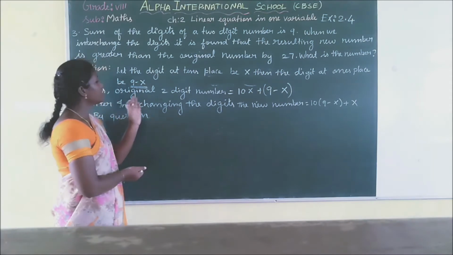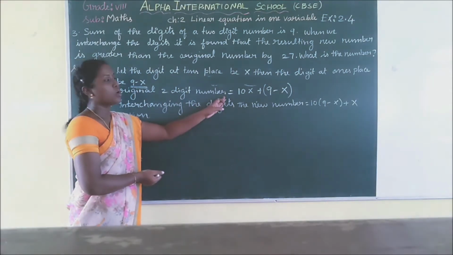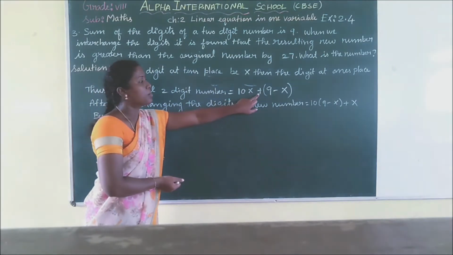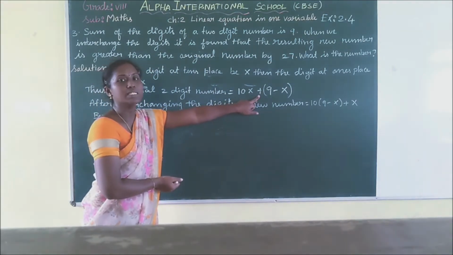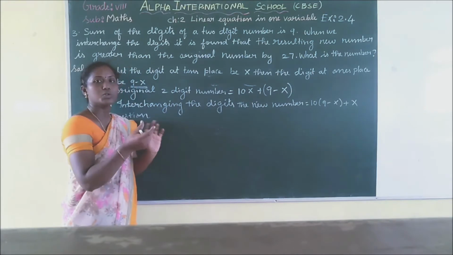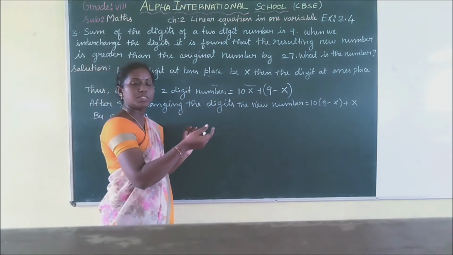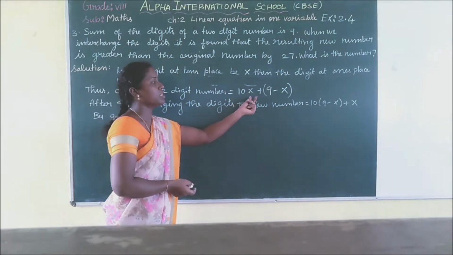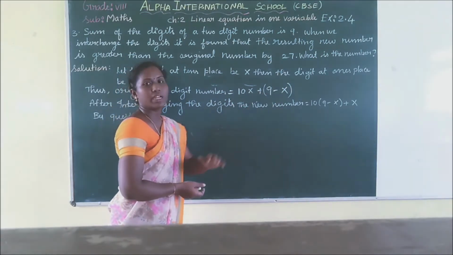First, what is the original number? The original two-digit number is equal to, what is the digit in the tens place? x. So 10 into x plus, what is the digit in the ones place? 9 minus x. Because a two-digit number is of the form 10 times the tens digit plus the ones digit, we write 10 into x plus 9 minus x.